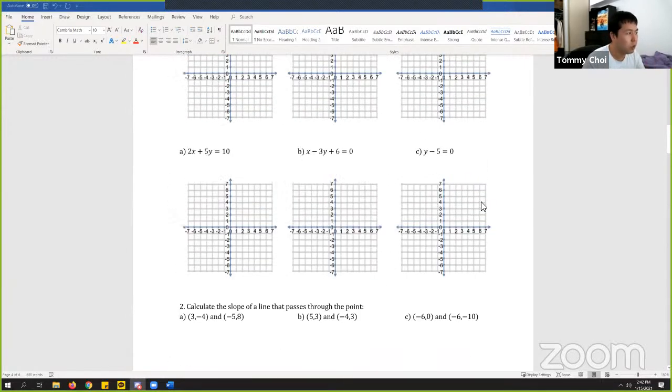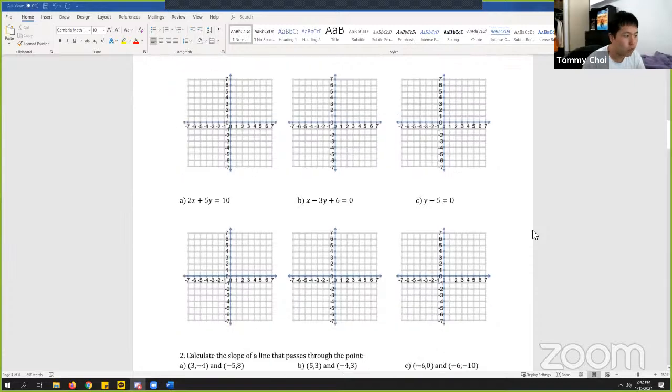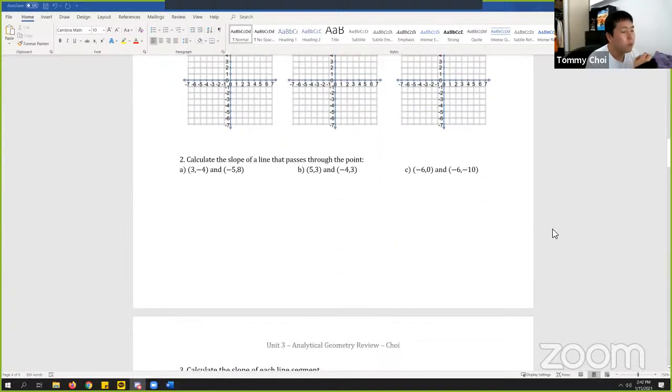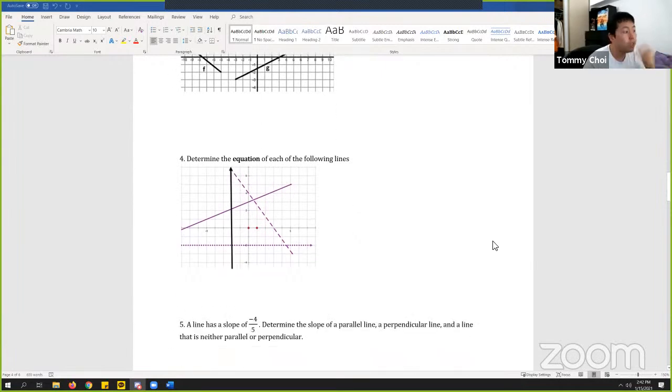For number 1, you should be able to graph each of the lines given an equation. 100% you should be able to graph it. For question 2, A, B, and C, calculate the slope of a line that passes through each point. So this is just calculating the slope. Very simple. And then the final thing is determine the equation of each line. Right? All of this kind of stuff, we've done it. It's all about graphing. It's all about slope.